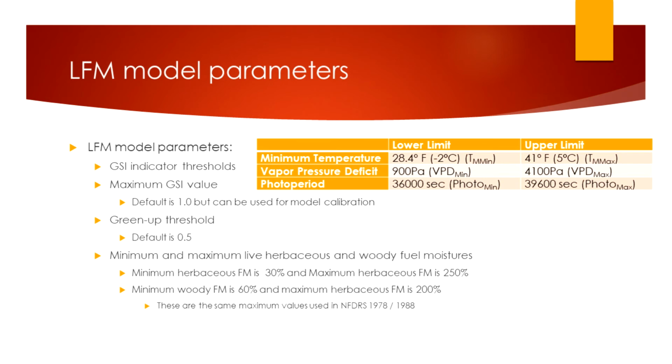So we go for the live fuel moistures for the herbaceous fuels. The minimum fuel moisture we assume is 30%, and the maximum is 250%. For woody fuels, the minimum is 60% and a maximum of 200%. And those are consistent with the way that the 78 and 88 values were set to defaults before.